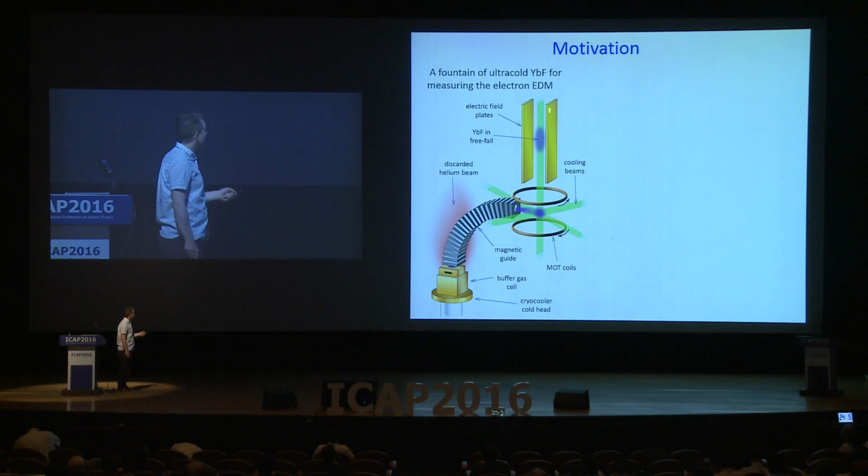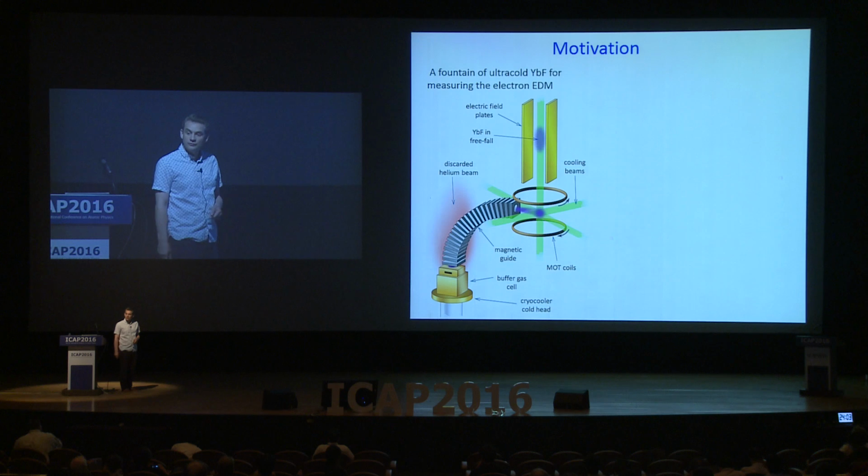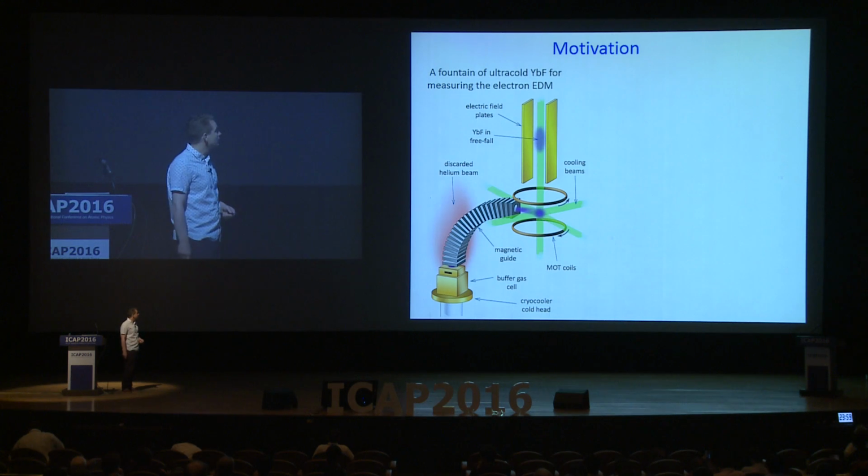Okay, so we at Imperial College already use these YbF molecules to measure the electron EDM. At the moment, we do that with molecules at about 4 Kelvin, and if we could cool these molecules to ultra-cold temperatures, then that experiment could become a great deal more sensitive.